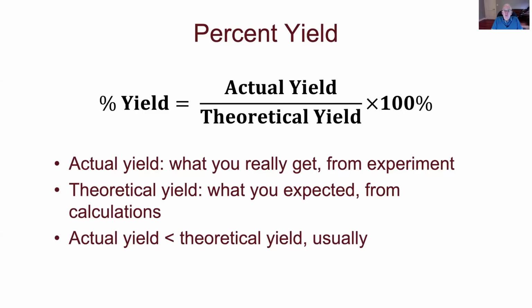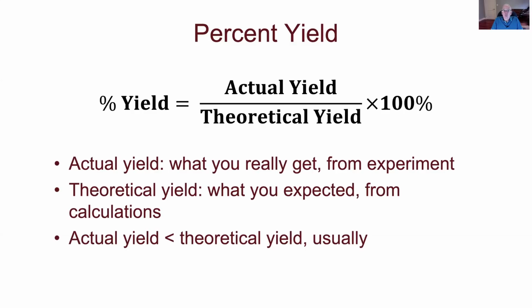The theoretical yield is what you expected to get. That one you would find by doing a stoichiometry calculation, right? You'd say, I had this much of this reactant, this much of the other reactant. I expected to get X amount of product, okay? In almost all cases, the actual yield will be at least somewhat less than the theoretical yield. There are some exceptions to that.